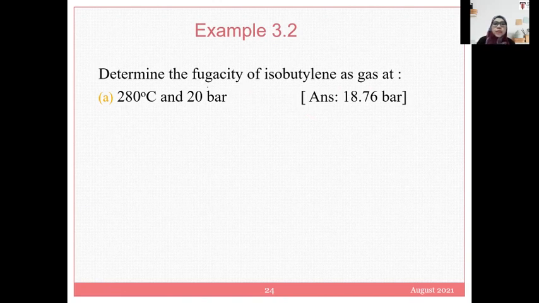Is to determine the fugacity of isobutane as gas. So previously we determined the liquid fugacity, and how about for the gas fugacity? Okay, the temperature and pressure are given. So we need to decide whether to use the Lee-Kesler or virial equation. So you may refer to the pressure. The pressure is higher than 15 bar, so you may decide on using the Lee-Kesler.